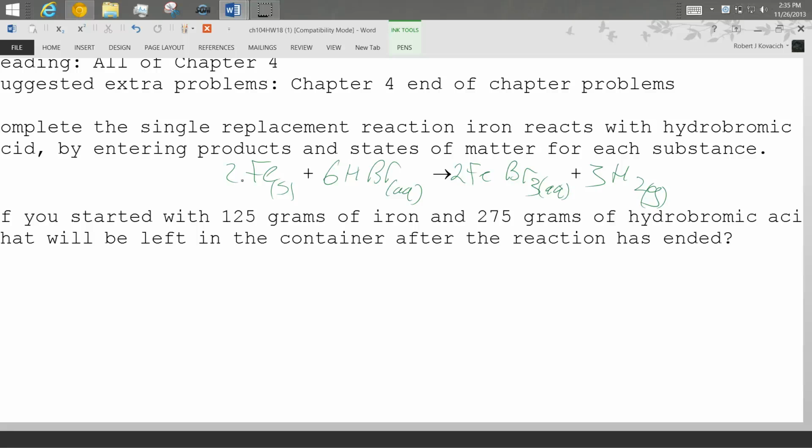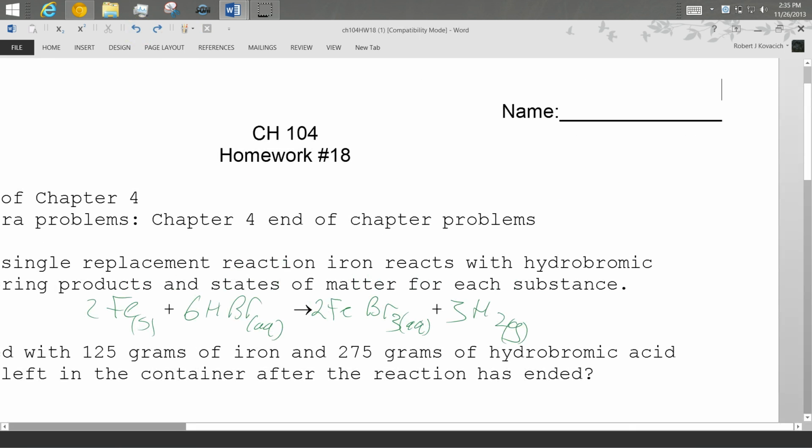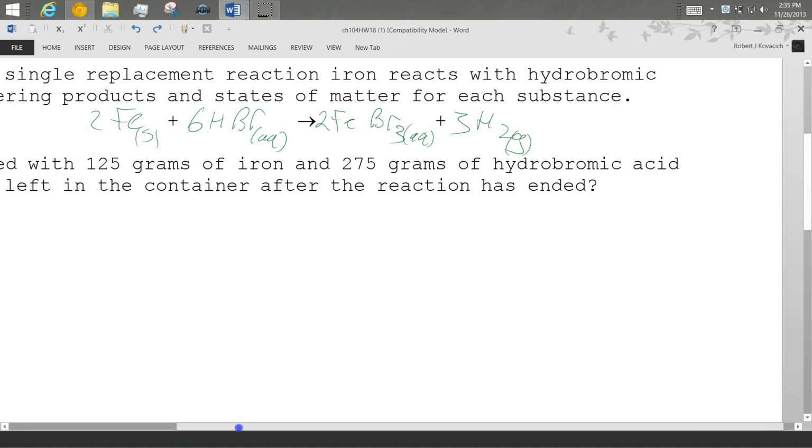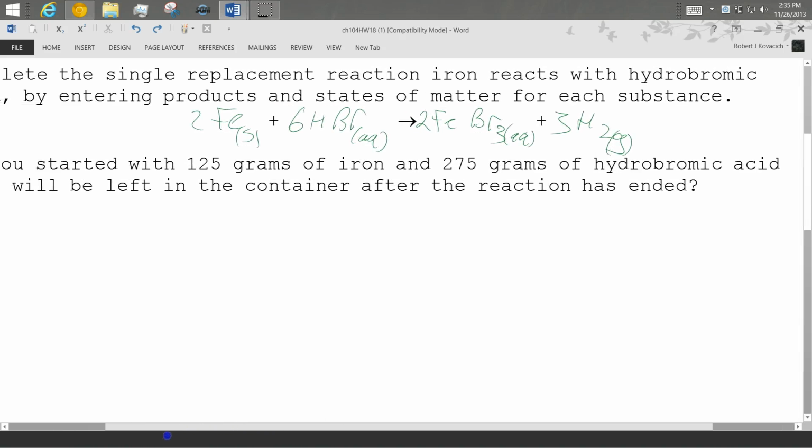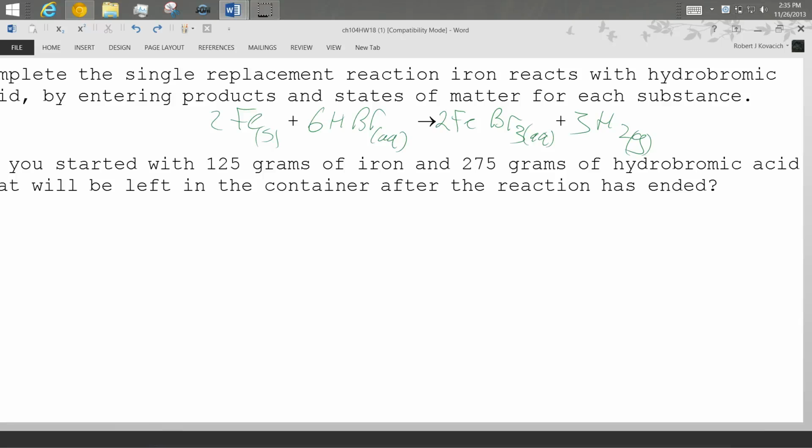Okay, so if we're starting with 125 grams of iron and 175 grams of hydrobromic acid, what would be left in the container? All right, so that's what we're looking at here. So how do you approach these problems? What do you do first? Like overall, what are we going to be doing here?